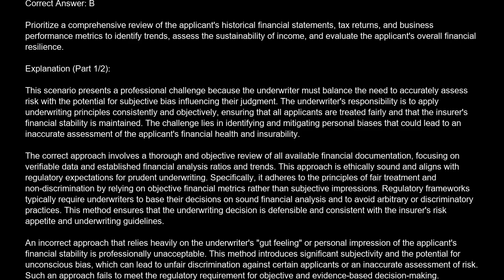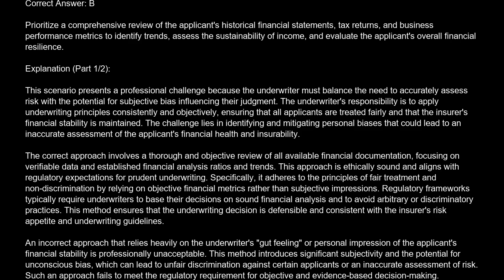The underwriter's responsibility is to apply underwriting principles consistently and objectively, ensuring that all applicants are treated fairly and that the insurer's financial stability is maintained. The challenge lies in identifying and mitigating personal biases that could lead to an inaccurate assessment of the applicant's financial health and insurability. The correct approach involves a thorough and objective review of all available financial documentation, focusing on verifiable data and established financial analysis ratios and trends.